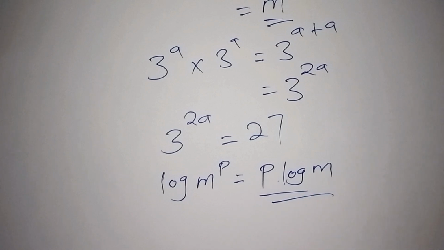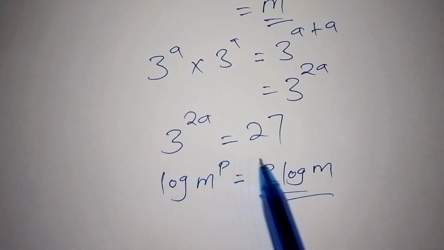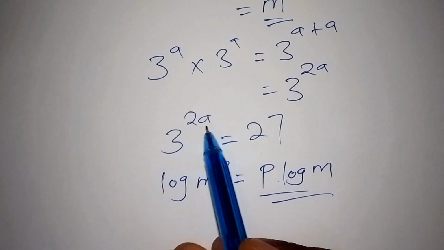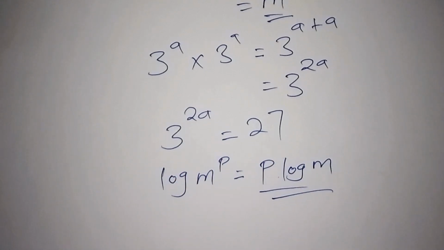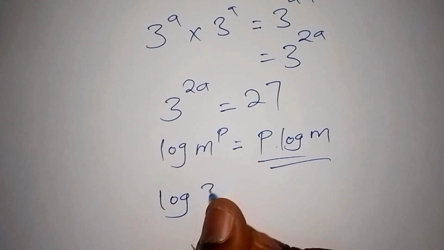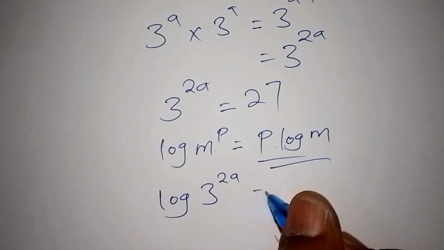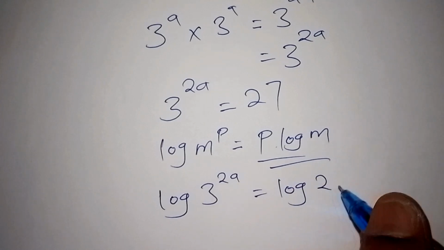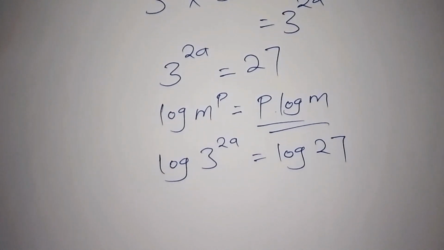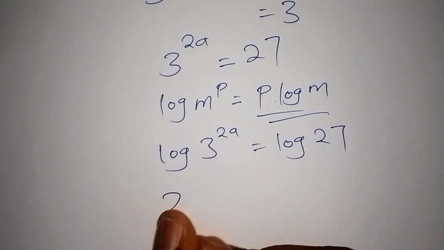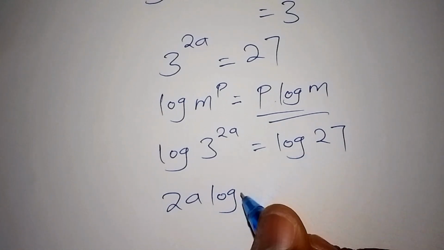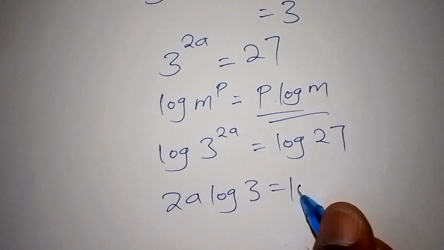The reason is that we want to introduce the log on both sides of the equation 3 to the power of 2a equals 27. So we shall have the log of 3 to the power of 2a is equal to the log of 27. Let's write it in the form p log m. In that case we shall have 2a log 3 is equal to the log of 27.